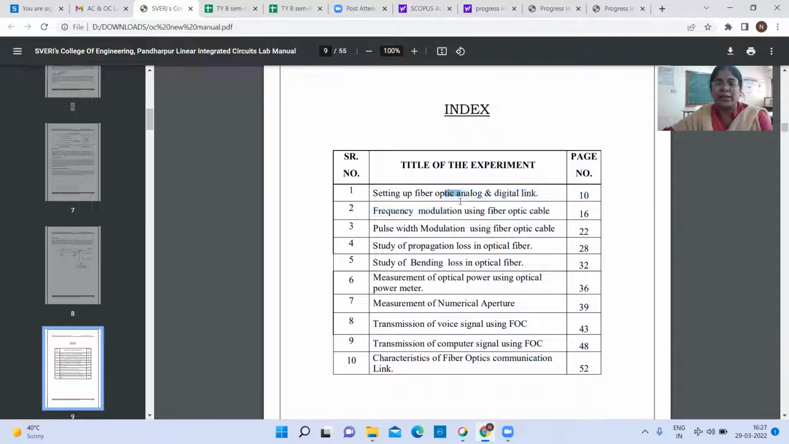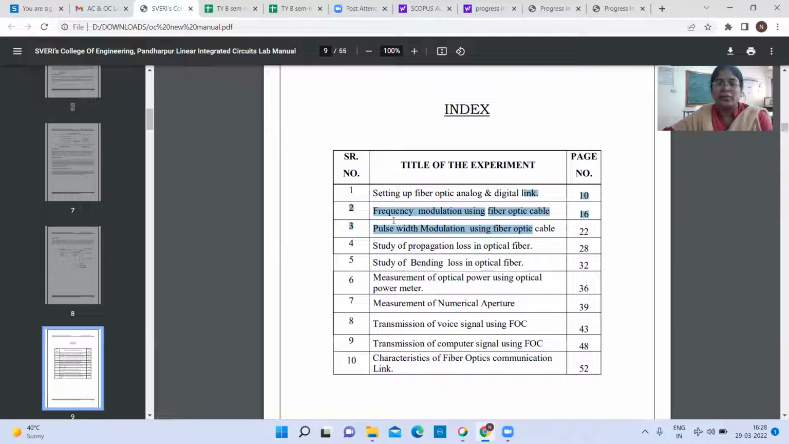म्हणजे पहिल्या 3 एक्सपेरिमेंट मध्ये काय बघायचं आपल्याला? We have to see the transmission of analog signal and digital signal, then transmission of FM signal through fiber optic cable, and transmission of PWM signal through fiber optic cable. This is about the first 3 experiments.